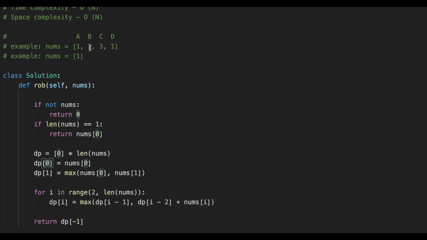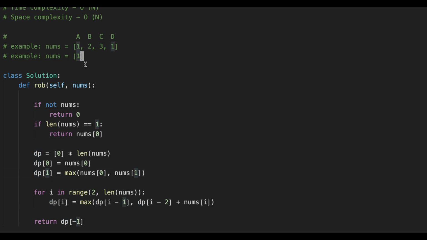So if we have two houses, then what's the maximum amount that we can make? In that case, the maximum of 1 and 2 is 2, because 2 is more than 1. So we are comparing, whichever is maximum, and we are choosing that one as the value if the size of our input is 2.